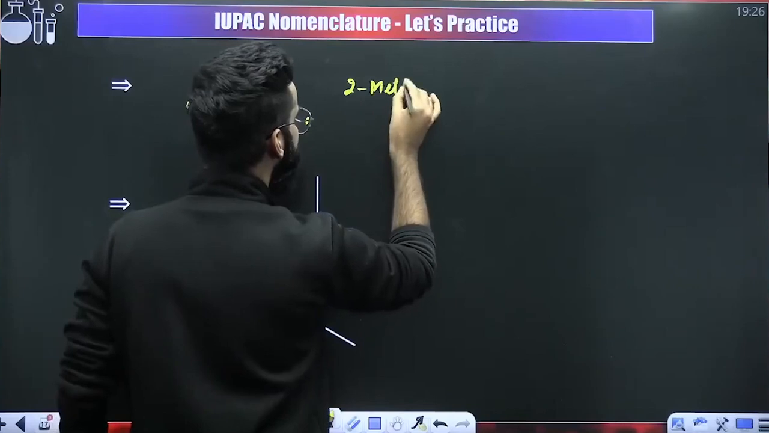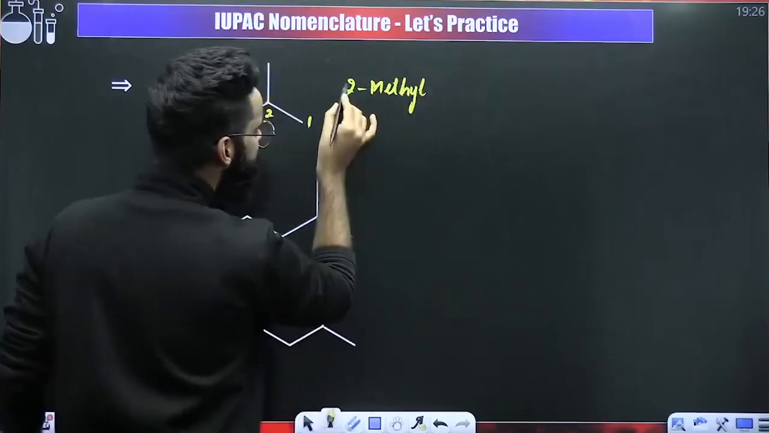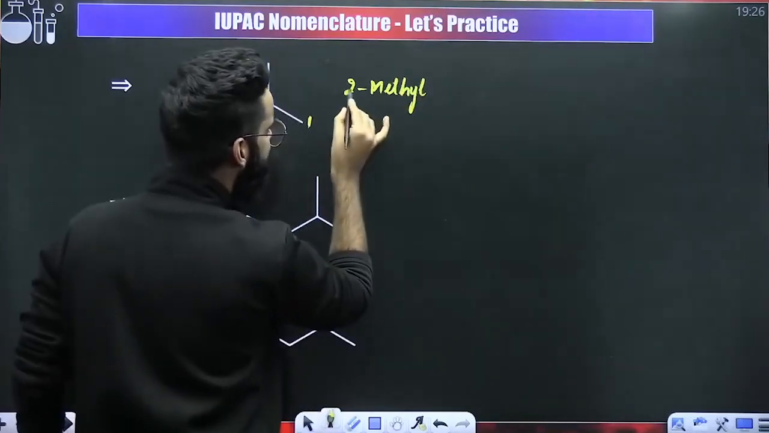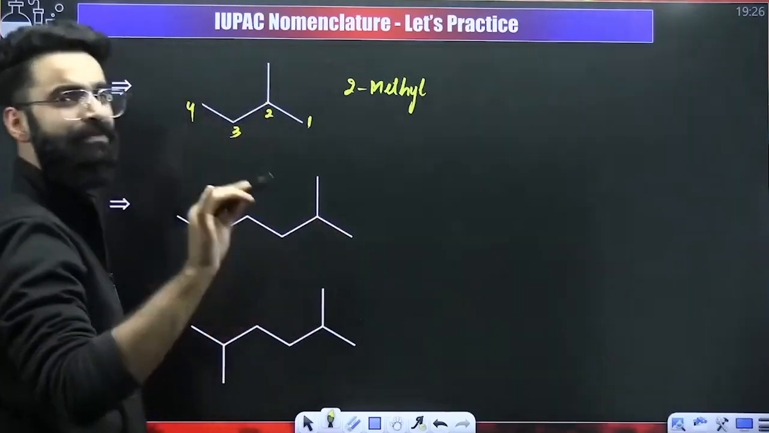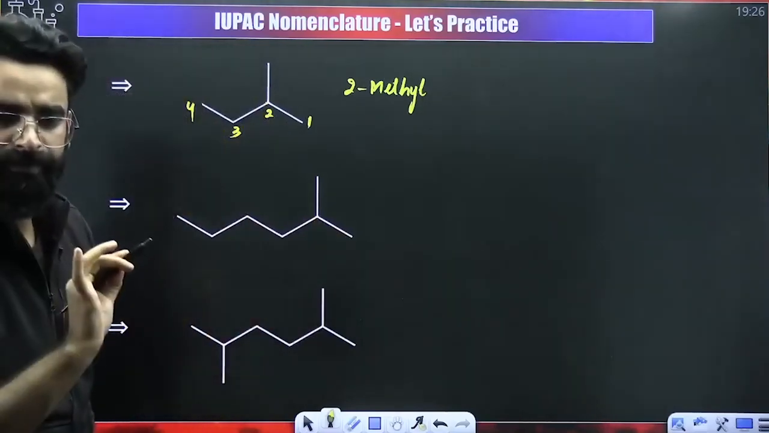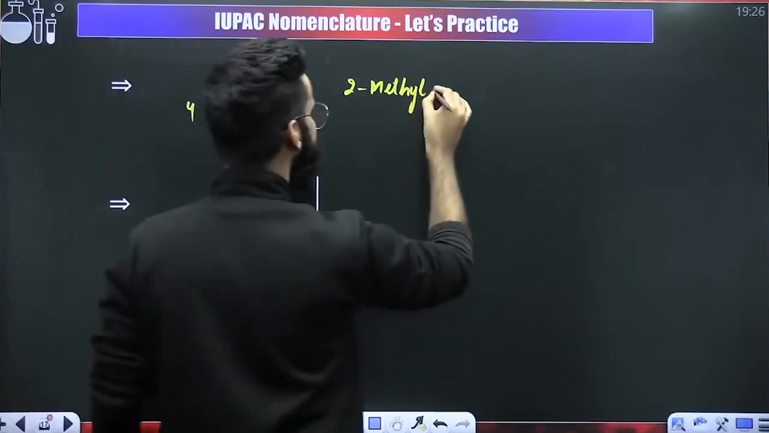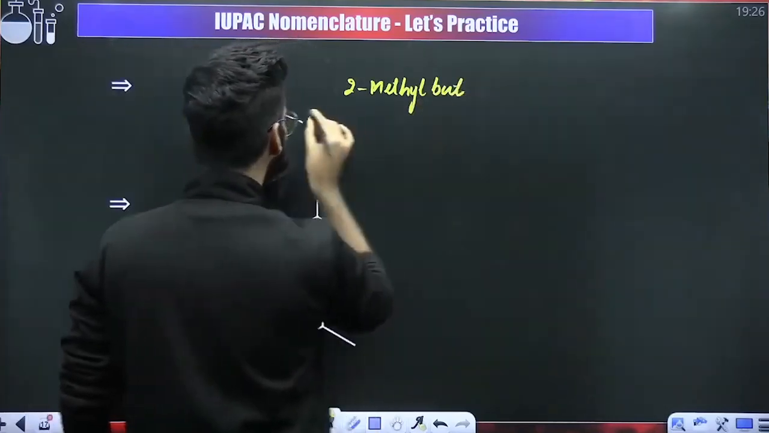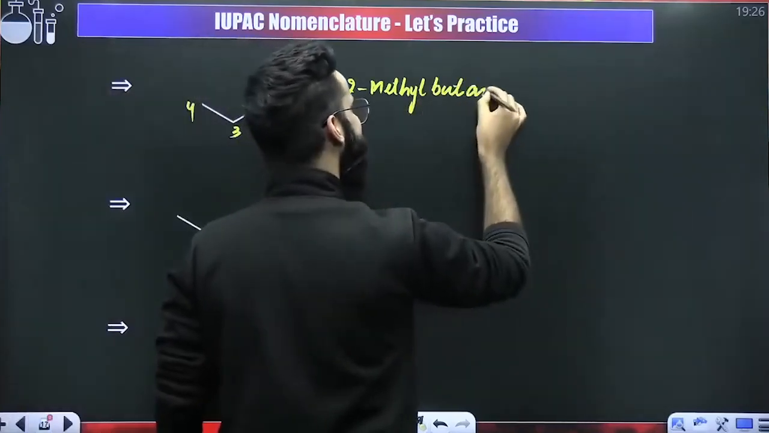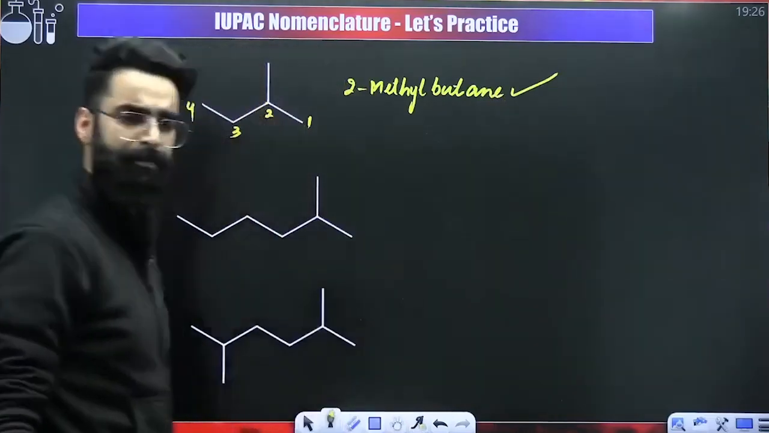It's going to be 2-methyl. Number and letter are separated by a hyphen. In the main chain, there are 4 carbon atoms, so it's going to be but. Everywhere it's a single bond, so it's going to be ane. This is going to be the name of the compound.